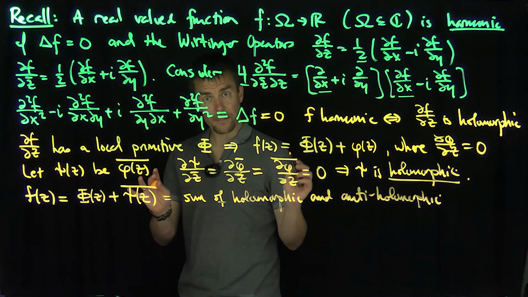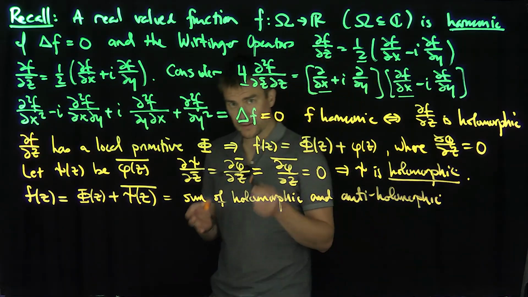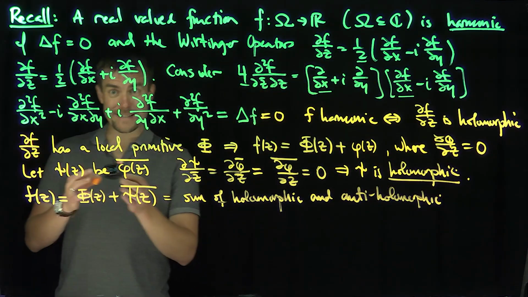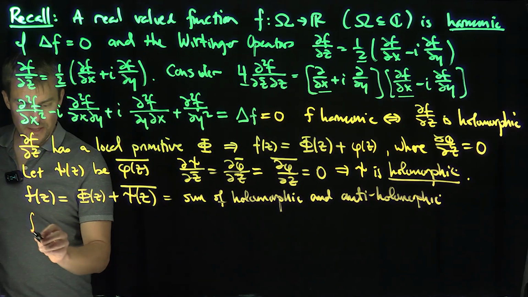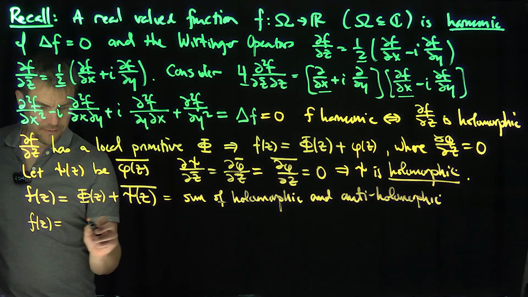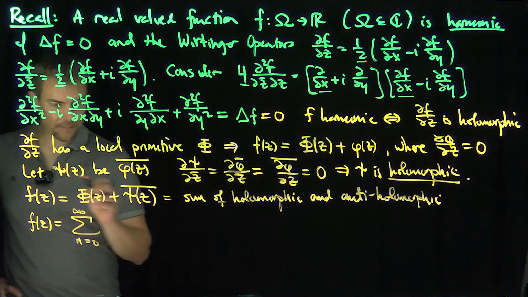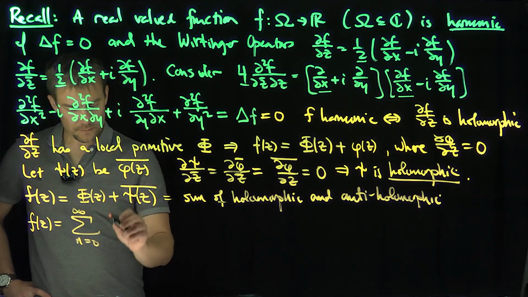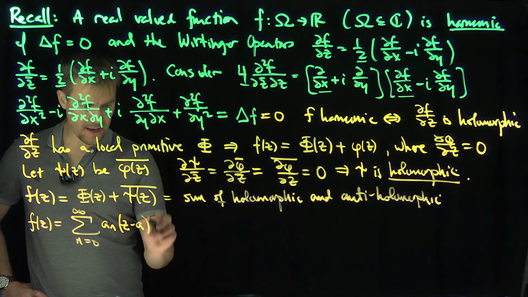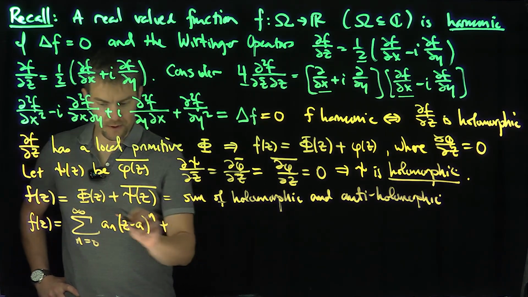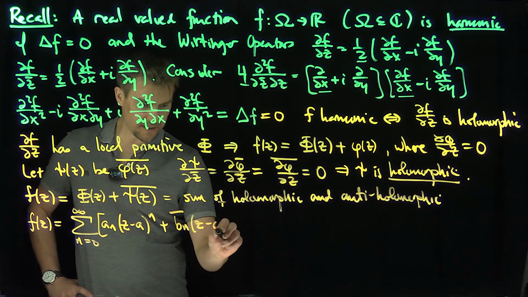Beautiful. So I got a decomposition to the sum of a holomorphic and anti-holomorphic function. That's great. What in particular does that tell me? That tells me that I can write down a series expansion for this f, right? So in particular, near any point, f of z is going to be the sum, n goes from 0 to infinity, of some numbers a_n times (z minus a) to the n, plus some other numbers, b_n bar, times (z minus a) bar to the n.